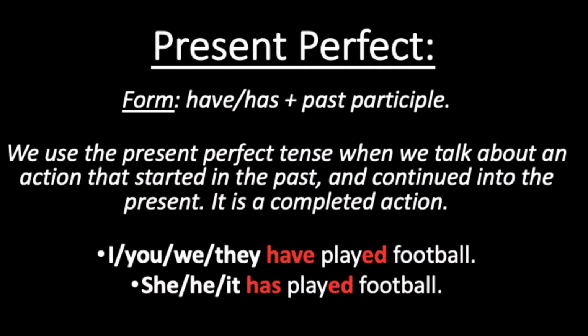Next, we have our perfect tenses. So first we have the present perfect tense. We use the present perfect tense when we talk about an action that started in the past and continued into the present time. It is a completed action, so it is not continuous. For example, we could say, I, you, we, they have played football, or she, he, it has played football.